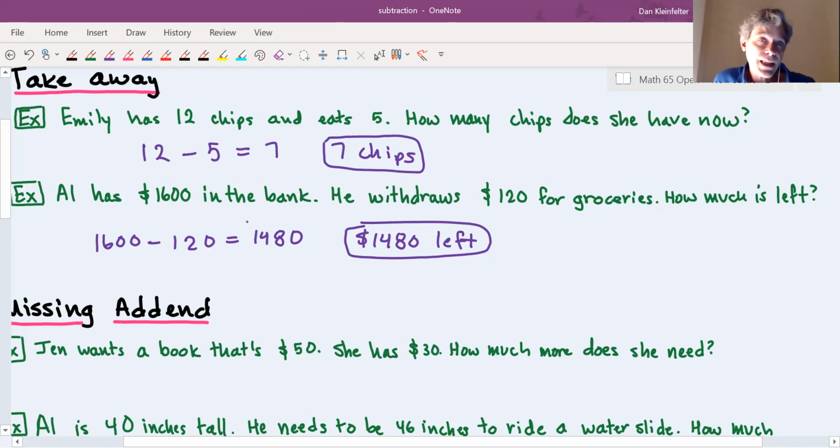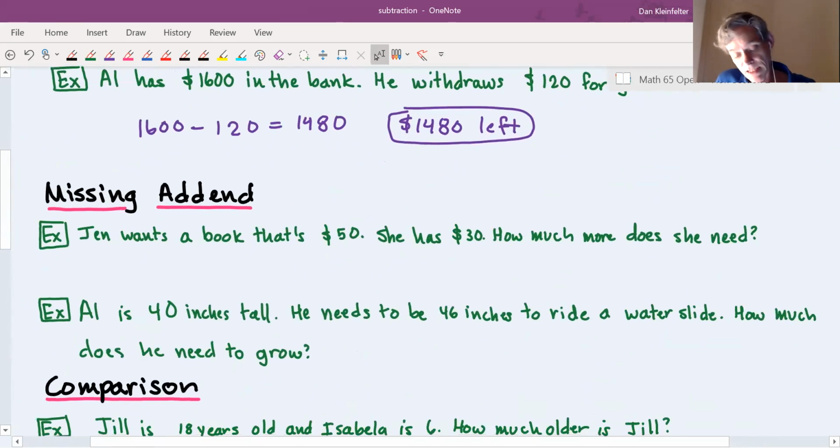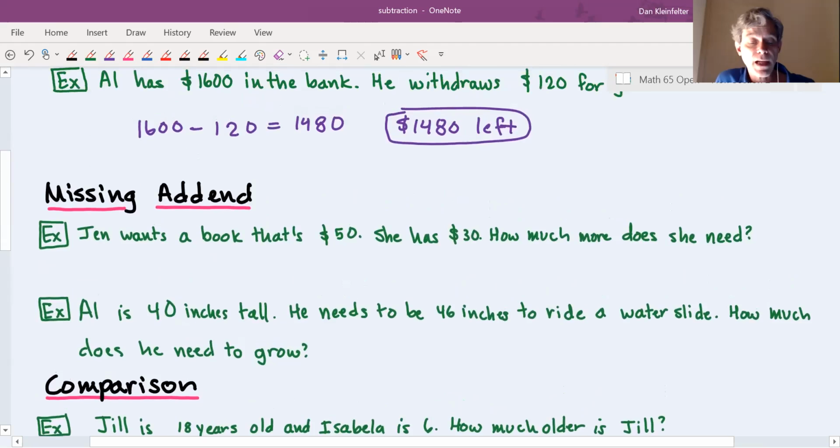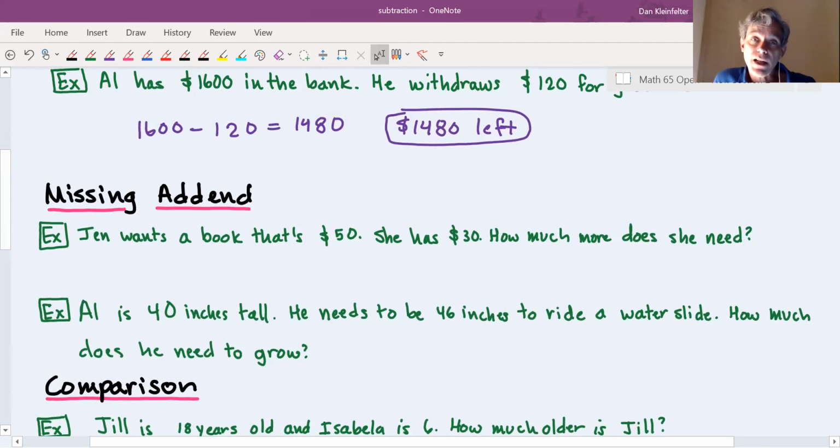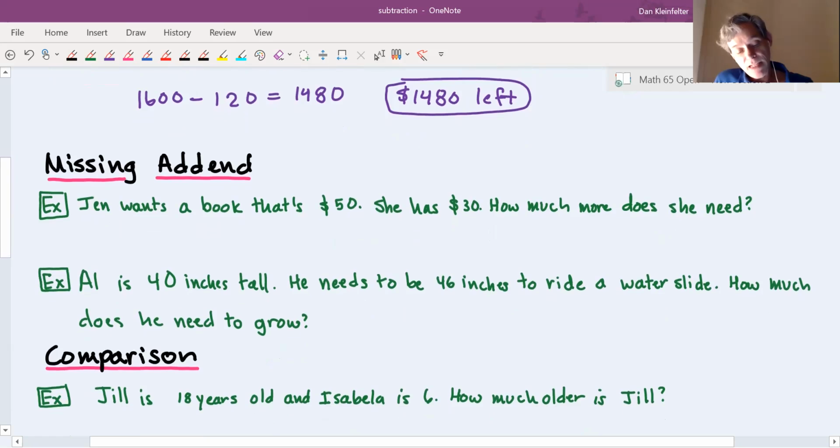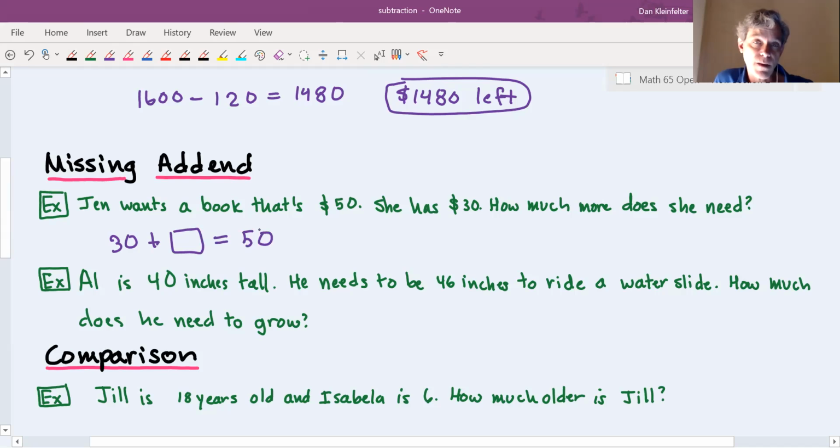Okay, the next type of subtraction you're going to see, or you can see, is called missing addend subtraction. Remember that an addend is a word for a number that's being added. Okay, so a missing addend suggests that there's one we don't know, and we're going to try to find it out using subtraction. Examples of missing addend. Jen wants a book that's $50. She has $30. We want to know how much more does she need, right? So this could be answered by thinking the following way. She has $30. We want to add to it some amount, and she needs to end up with $50 in order to buy the book.